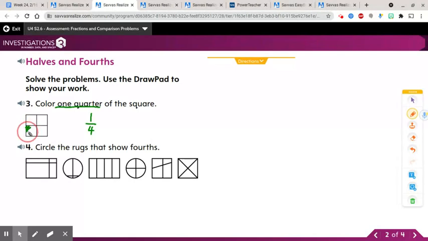All right, I'm going to use my little pen here to color in. There we go. Great. So I colored in 1/4 of that square. All right, and here we have some more rugs, and I want you to find one that shows 4ths. So we're looking for 4 equal parts. And it's really important that they're equal. So take a minute, and on your board, you can draw the ones that show 4 equal parts.